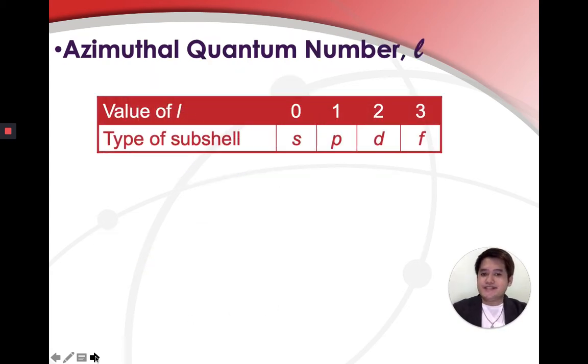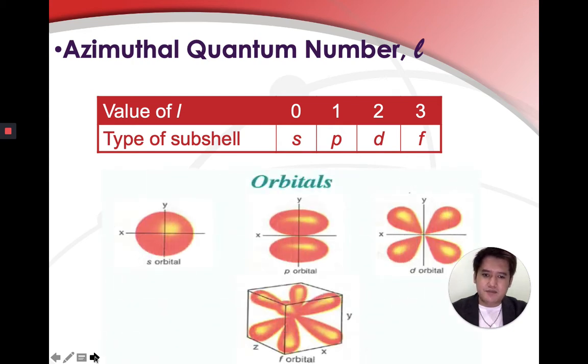Now, this gives us the description, or to what sub-level does the electron belong. So if you have 0, we designate it as S, 1 is P, D for 2, and 3 for F. And in the module you have there the different meanings. The letters are actually derived from the descriptors of their spectra. So you have sharp, principal, diffuse, and so on. And this is how they look like.